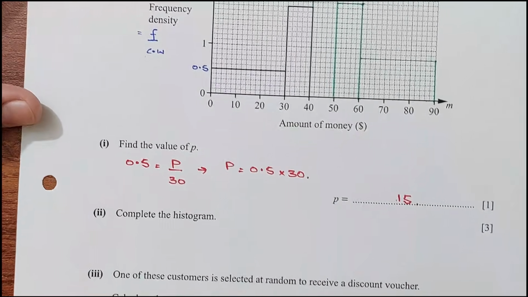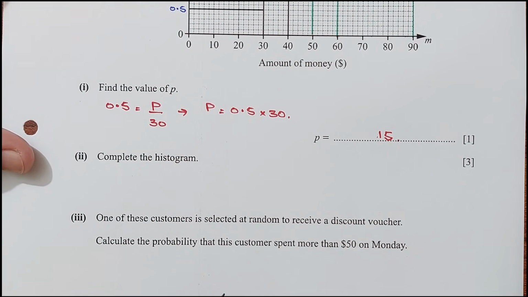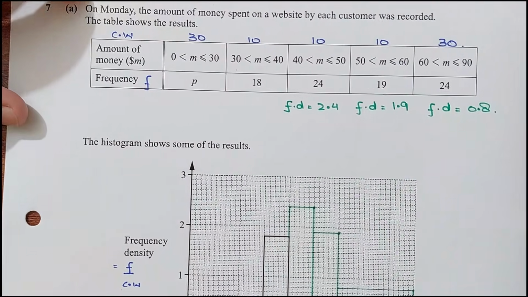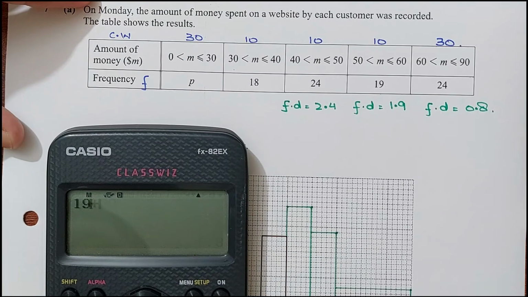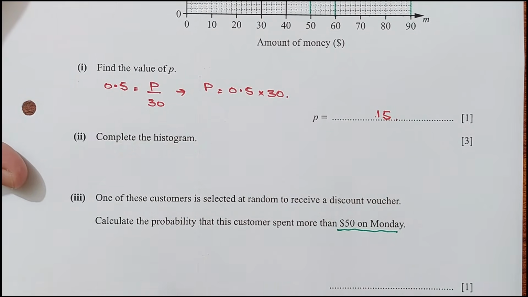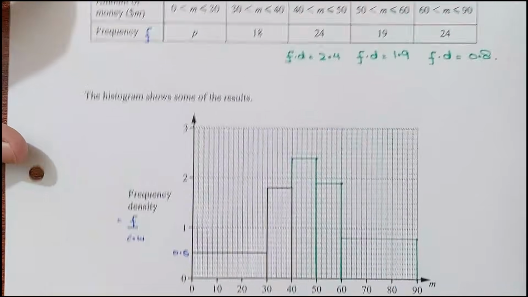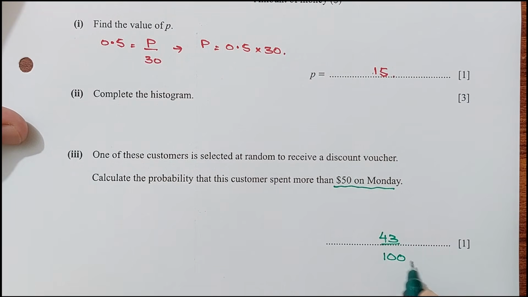All right. Now for the third part, one of these customers is selected at random to receive a discount voucher. Calculate the probability that this customer spent more than $50 on Monday. More than $50. So amount of money spent more than 50 are 19 and 24. 19 plus 24, which is 43 out of total, right? 43 out of the total. Our P value is 15. 15 plus 18 plus 24 plus 19 plus 24, 100. The total is 100. So 43 out of 100 is the probability.